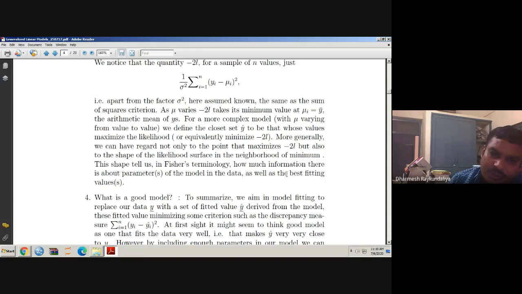So now the question is how to look at the data, then you ask whether there is any pattern in the data, and then you move to the model fitting.